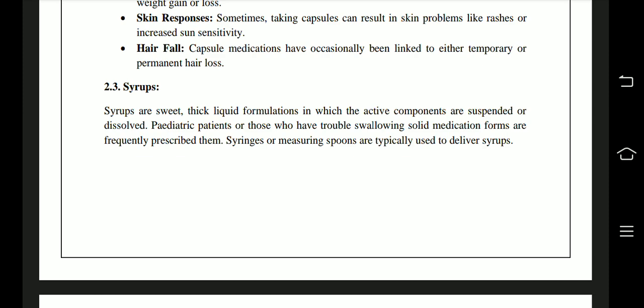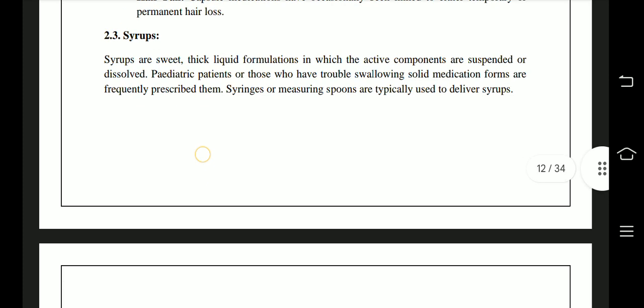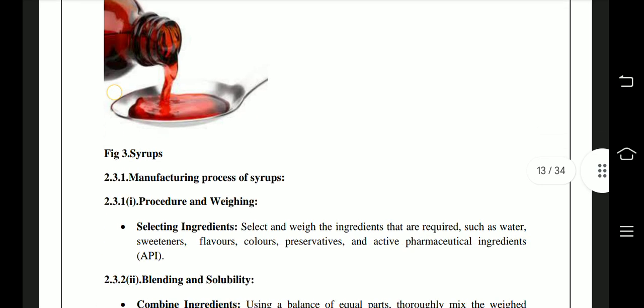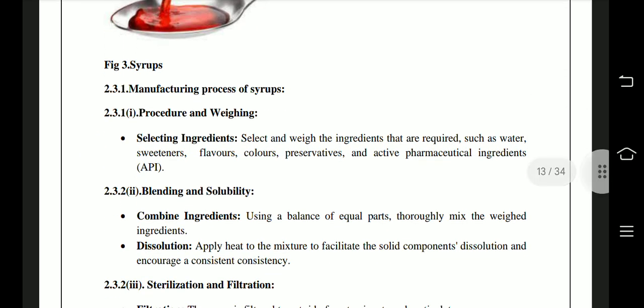Now I will explain about syrups. Syrups are sweet, thick liquid formulations in which the active components are suspended or dissolved. Syringes or measuring spoons are typically used to deliver syrups. Manufacturing process of syrup.